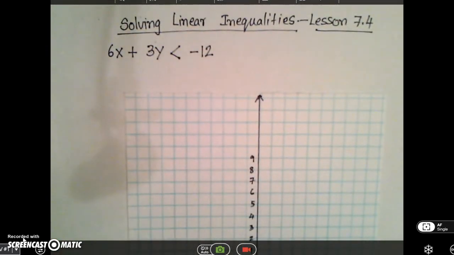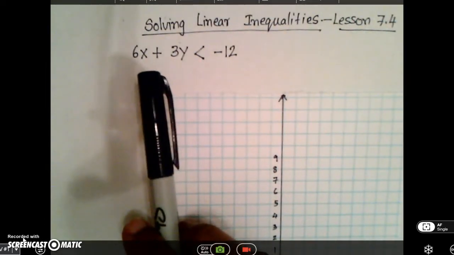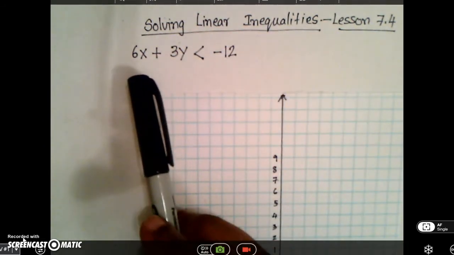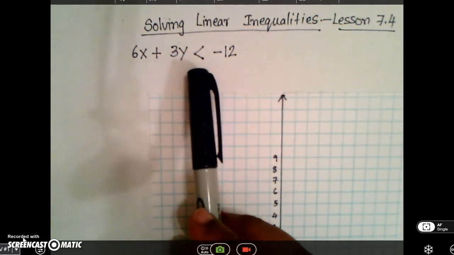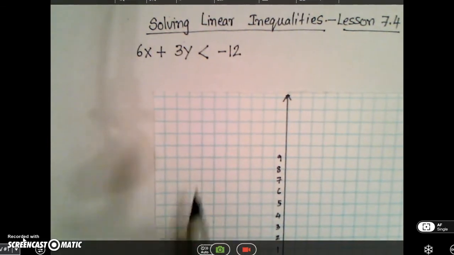In systems of linear inequalities, I'm going to be graphing two inequalities on the same graph. Just like we graph two linear equations on the same graph, I'm going to be graphing two linear inequalities in the same graph. Alright, so let's take a look at how to graph this linear inequality. This is a recap of lesson 7.4. So I have 6x plus 3y is less than negative 12. So I have this linear inequality.